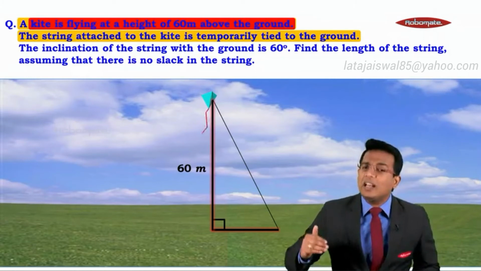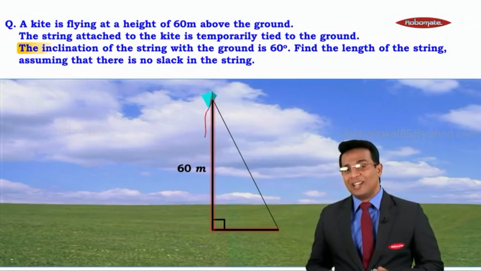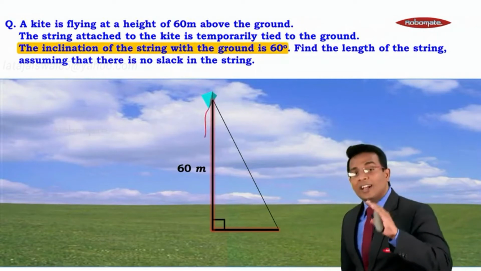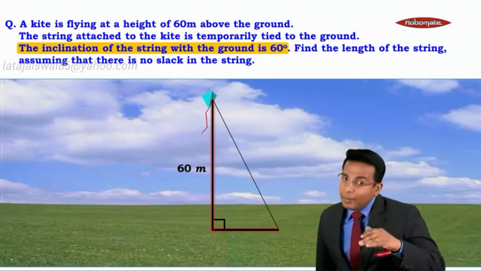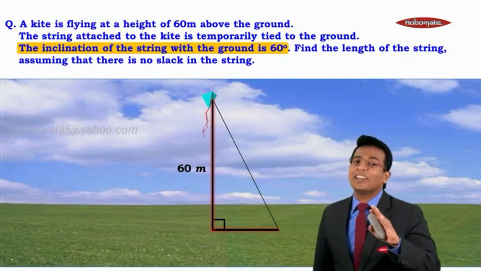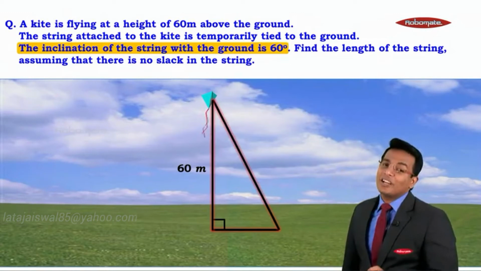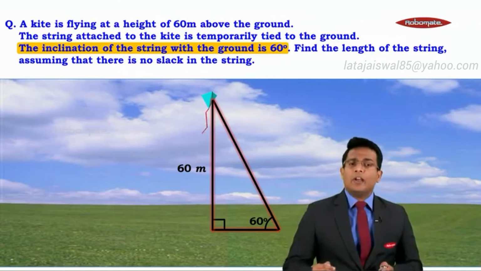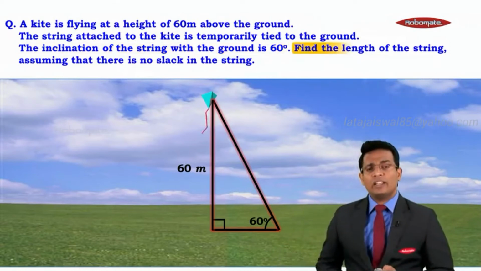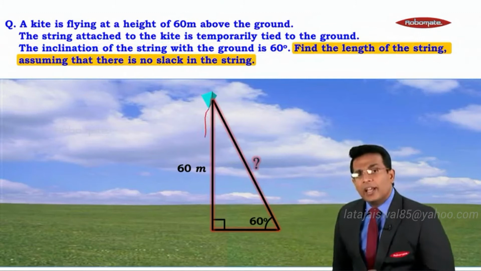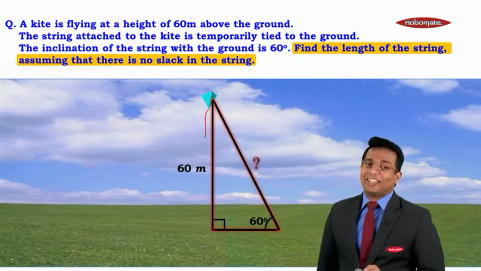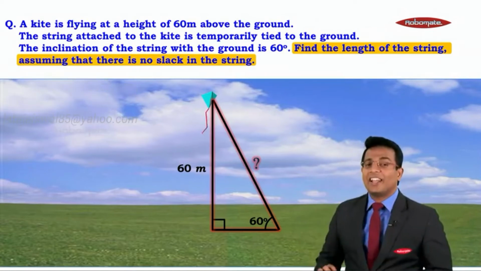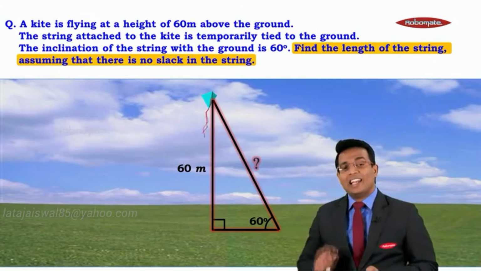What they say is that the inclination of the string with the ground is 60 degrees. Now when we say inclination, inclination means the angle. So the inclination of the string means the angle made by the string with the ground, and this angle is given as 60 degrees. The next question they ask is to find the length of the string. So we are supposed to find the length of that particular string, assuming that there is no slack in the string, that means there is no bend in between. It is perfectly straight.